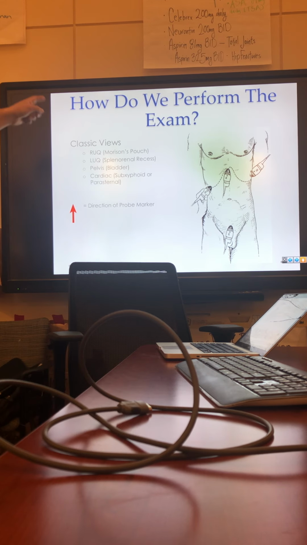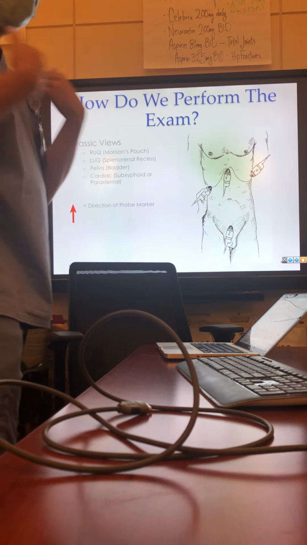I go right upper quadrant, then I do left upper quadrant, then I do suprapubic, and then I do cardiac. But again, there's not an order, and then I do the lungs last.